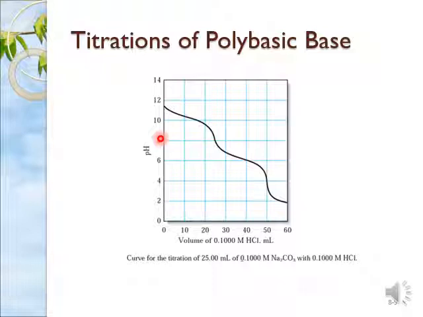For polybasic bases, it's also the same case, meaning it has more than one OH that can react with the titrant. For example, here is sodium carbonate, 25 ml of 0.1 molar, titrated against 0.1 molar strong acid, hydrochloric acid. So you see there are two inflection points here.